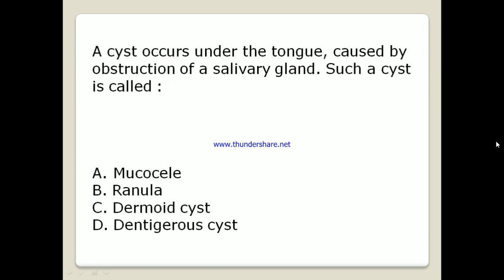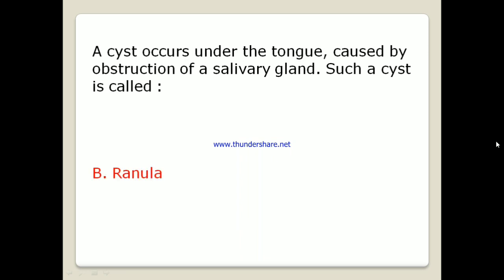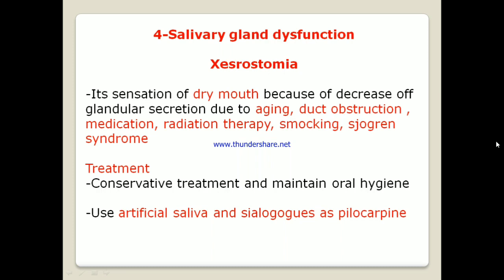A cyst occurs under the tongue, caused by obstruction of a salivary gland. Such a cyst is called: A. Mucocele, B. Ranula, C. Dermoid cyst, D. Dentigerous cyst. Answer: B, ranula.